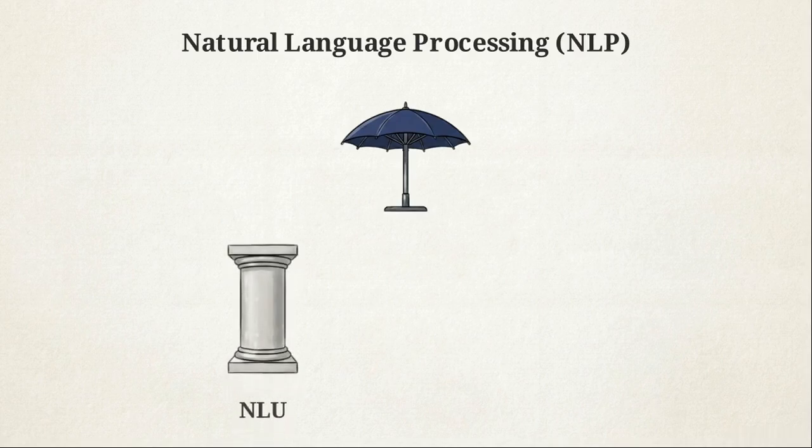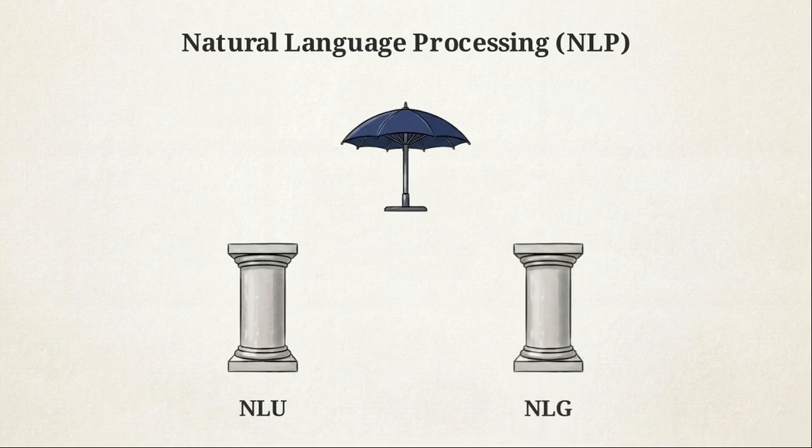NLP includes two primary components: NLU for reading comprehension and NLG for writing. Basic NLP handles the initial data ingestion, like breaking sentences into individual words. However, conversational AI requires NLU to grasp the context of those words, and NLG to draft a relevant response.